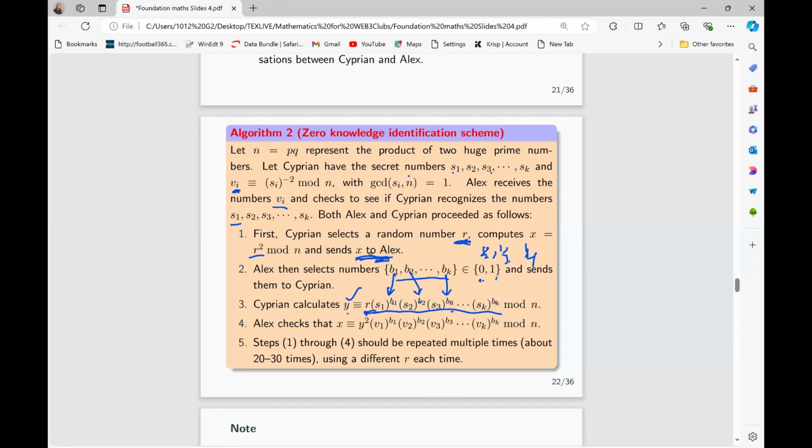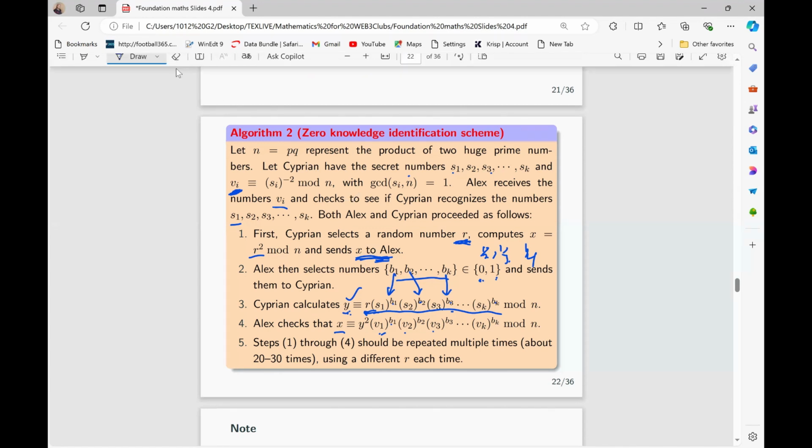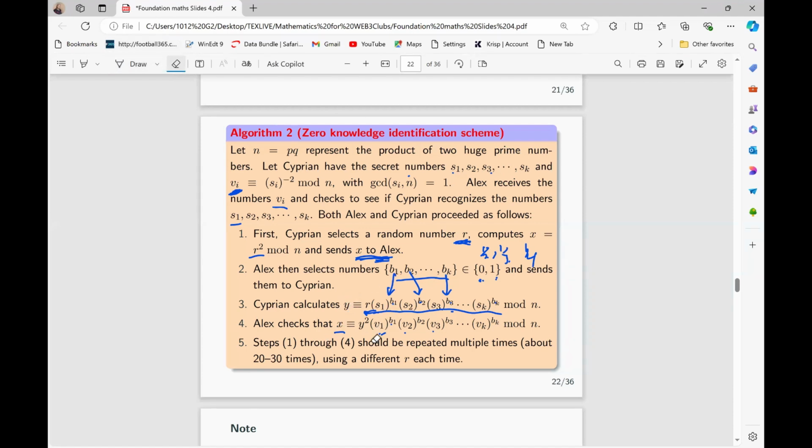So Alex now gets this Y, and wants to confirm whether taking Y, squaring Y, and multiplying by the V's, which you had sent him, V1, V2, V3, each raised to B1, B2, B3, will give him X. That's what he wants to confirm. In fact, he will get that this is true.